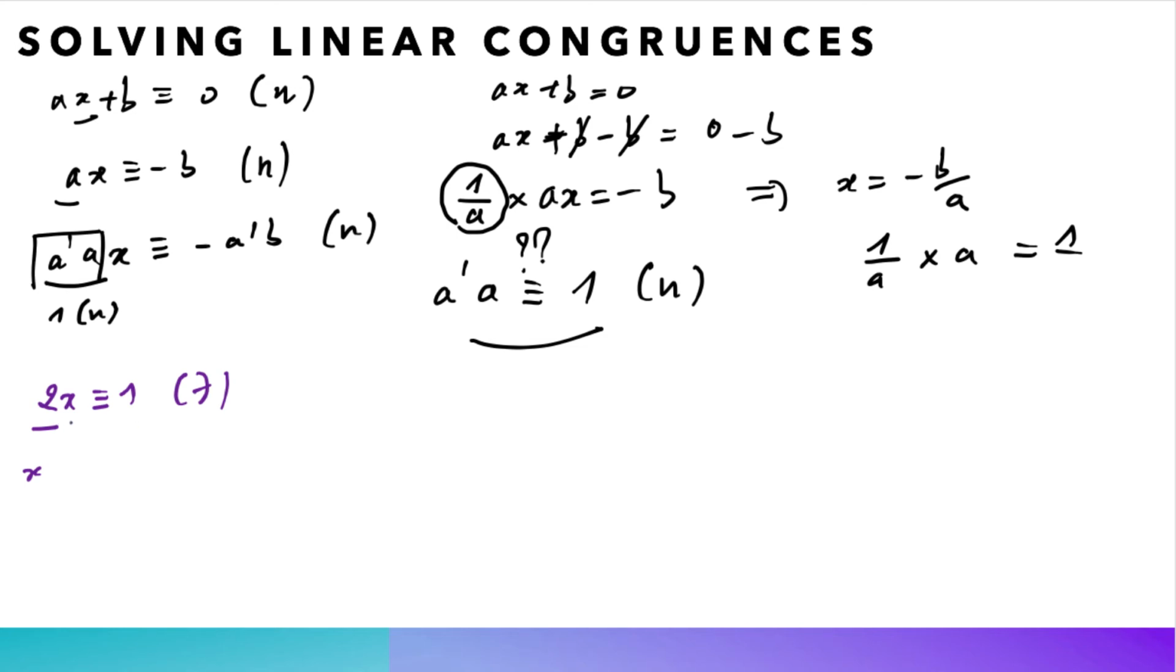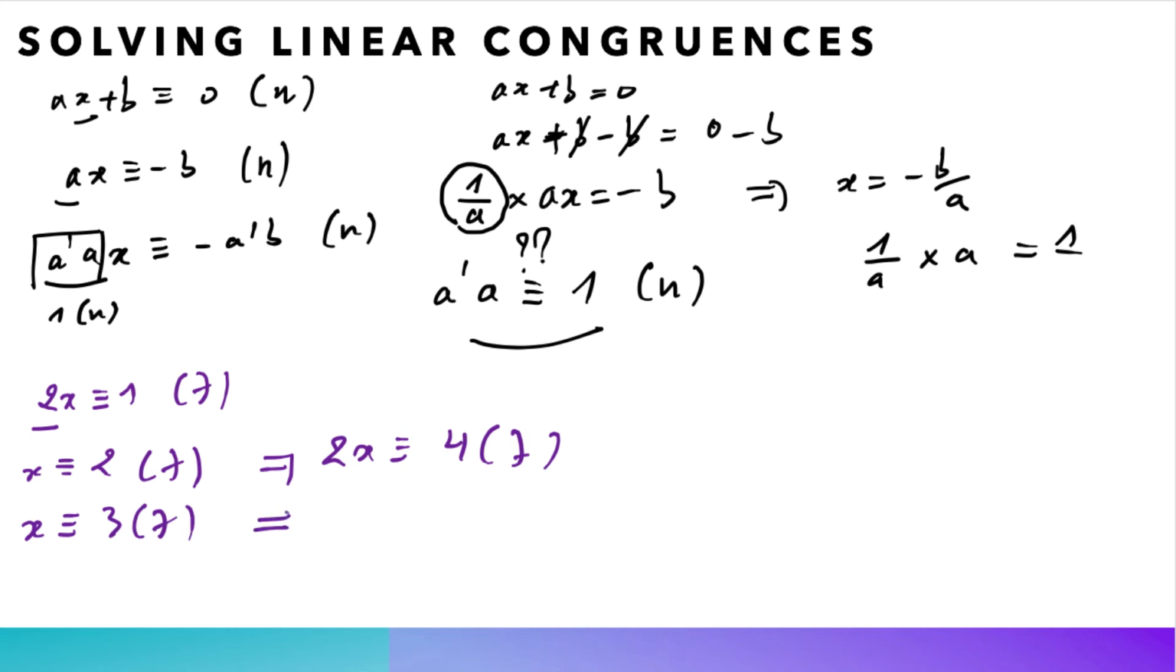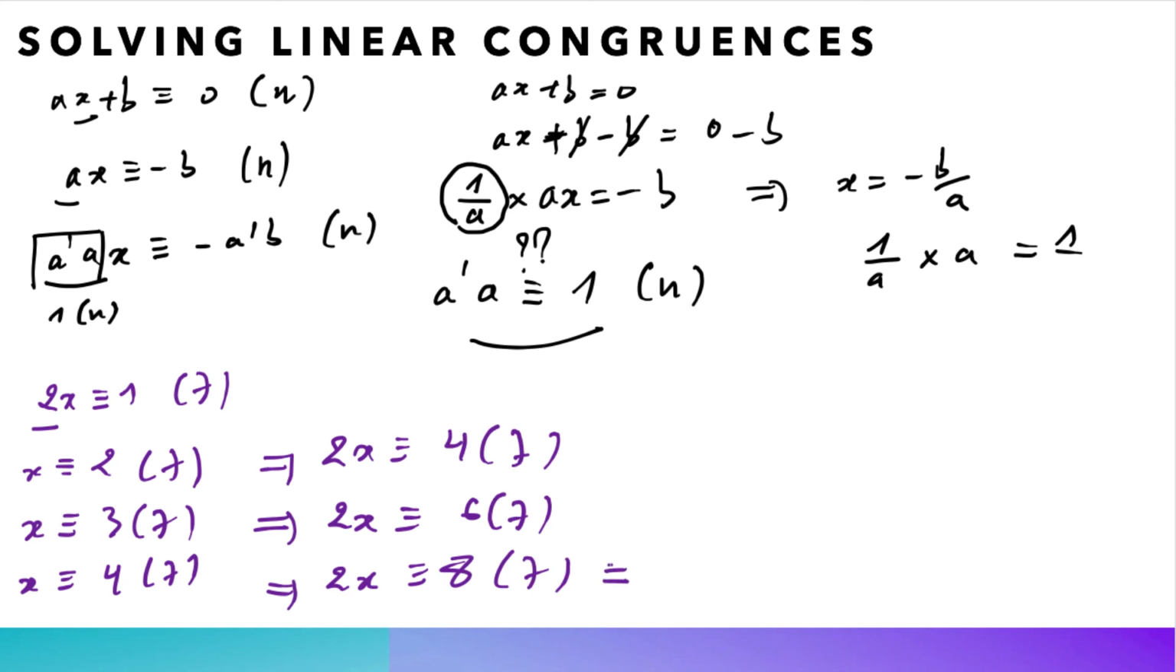If x is congruent to 1 modulo 7, 2 times 1 does not give 1 modulo 7 because it gives 2 modulo 7. If x is congruent to 2 modulo 7, then 2x is congruent to 4 modulo 7, which is different from 1 modulo 7. Now if x is congruent to 3 modulo 7, then one gets that 2x is congruent to 6 modulo 7, which is still different from 1 modulo 7. Now if x is congruent to 4 modulo 7, then 2x is congruent to 8 modulo 7, and bingo, 8 modulo 7 is actually 1 modulo 7. So we see here that x equals 4, or in other terms, x congruent to 4 modulo 7, is a solution to 2x congruent to 1 modulo 7.